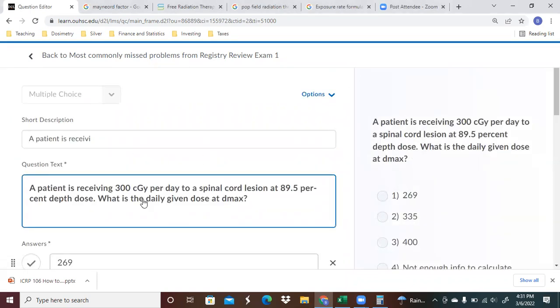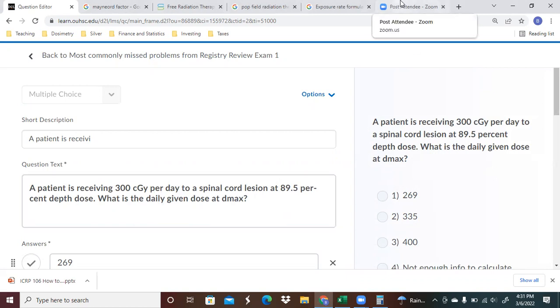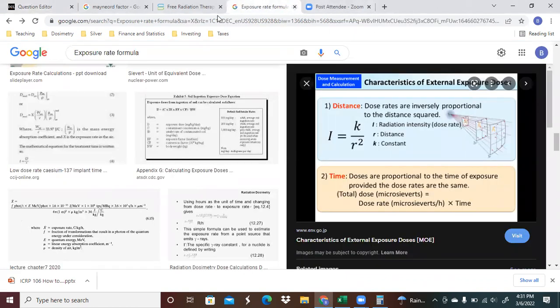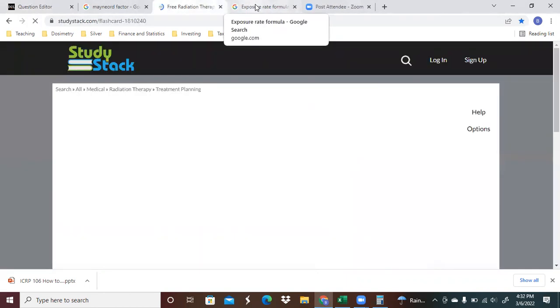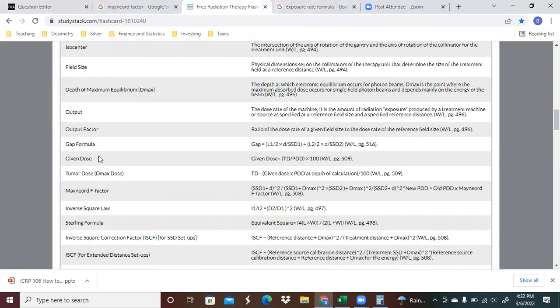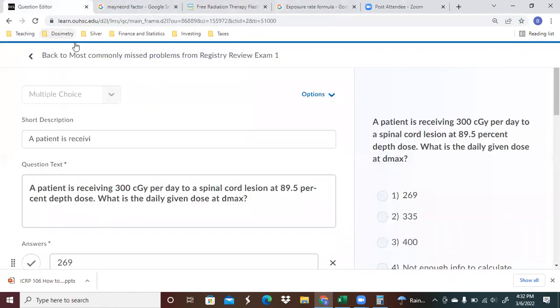So a patient is receiving 300 centigrade per day to a spinal cord lesion at 89.5% depth dose. What is the daily given dose at Dmax? Given dose is going to be equal to the tumor dose, or the Dmax dose, divided by the PDD.